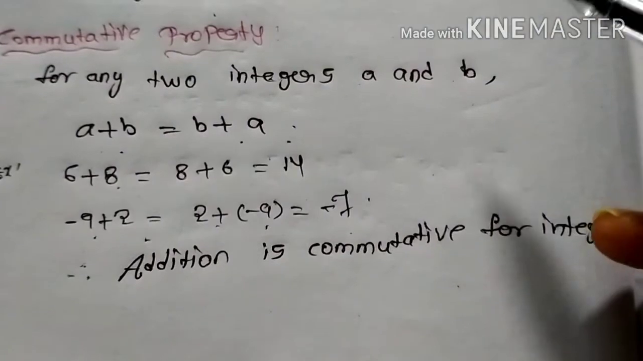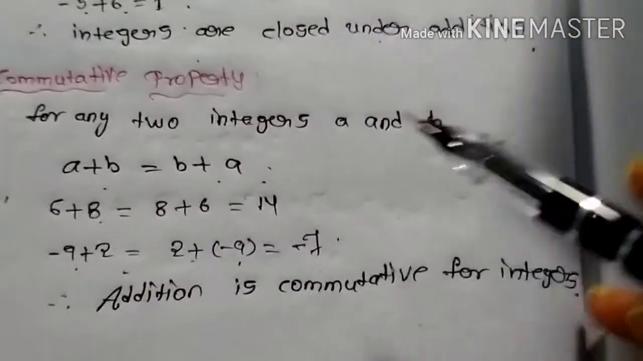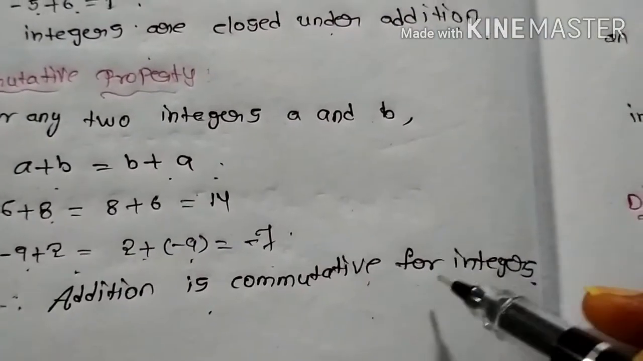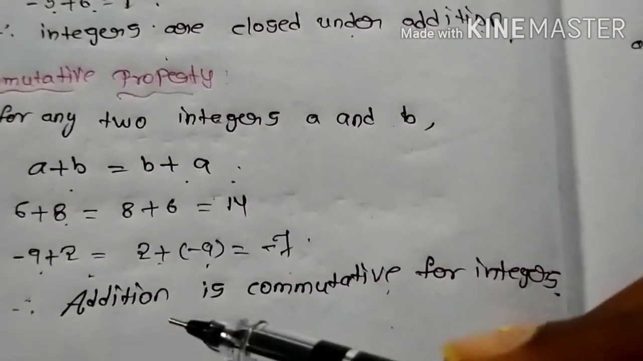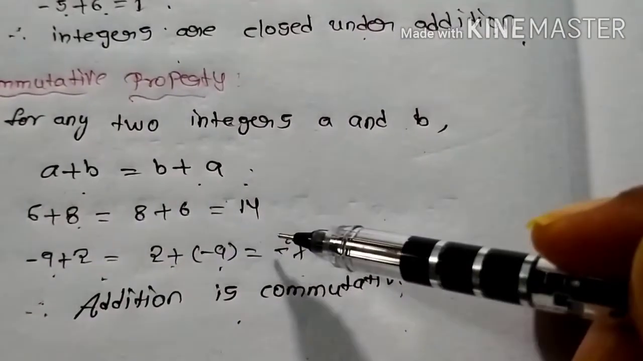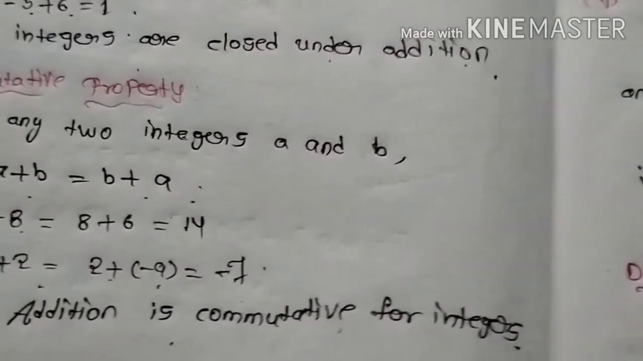Yes. 2 plus 3 is how much? 5. 3 plus 2 is how much? 5. Both are equal or not? So I am writing here, addition is commutative for integers. If it is not equal, for example, you can write addition is not commutative for integers, but is it equal or not? Yes, so I am taking here, addition is commutative for integers.